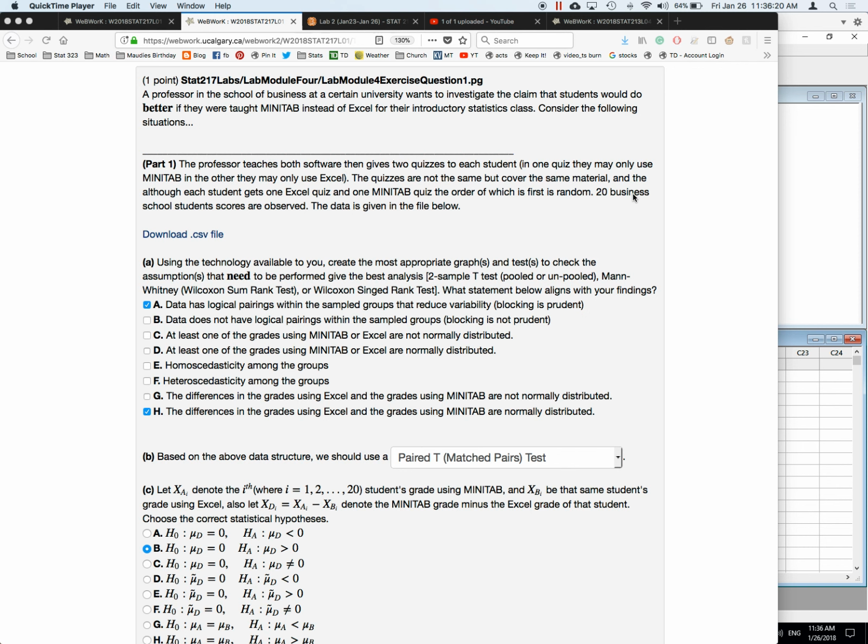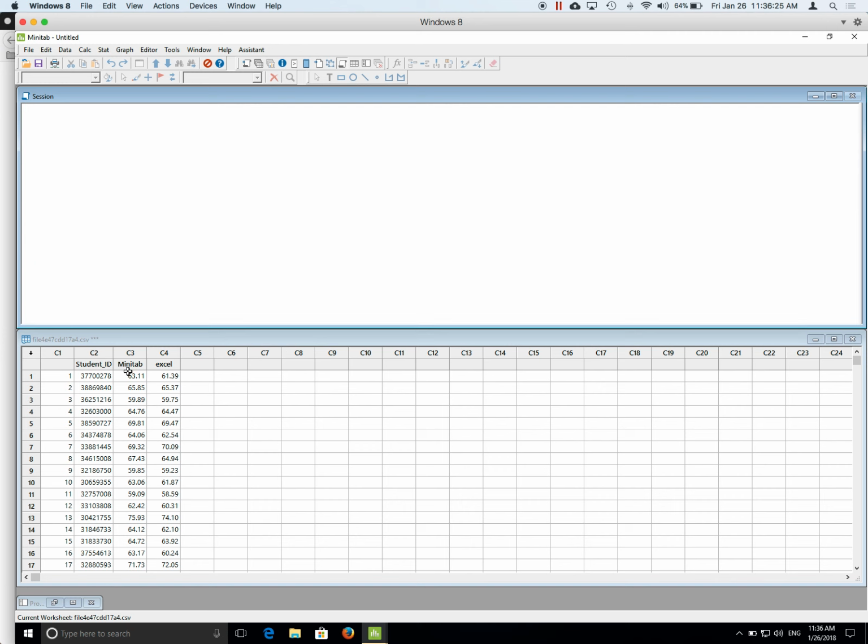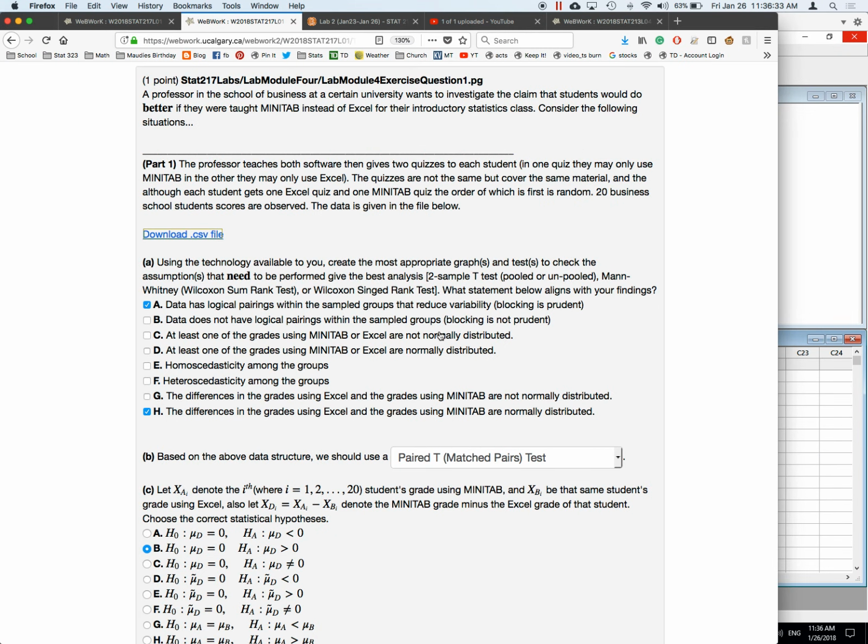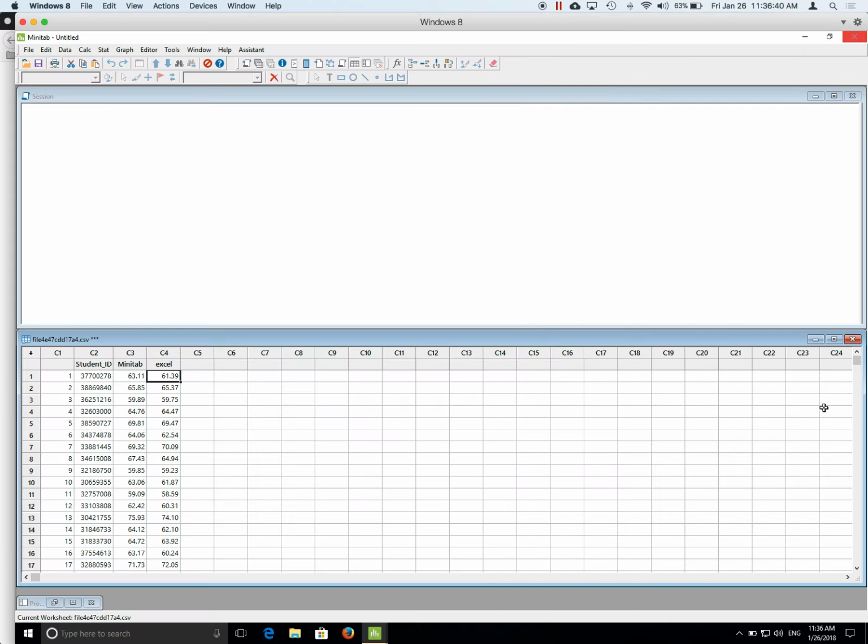And 20 students are selected. So here you can see that you've got, here's student 1, here's their score on Minitab, and here's their score on Excel. Okay, so each student took a test, and that's what makes it so the pairing seems logical. So here, instead of comparing this student's Minitab test to this student's Excel test, which makes no sense, compare this student's Minitab to this student's Excel. There's a lot of strengths or weaknesses that can be canceled out.